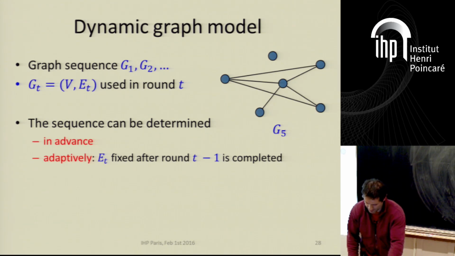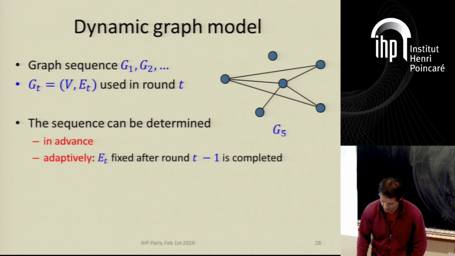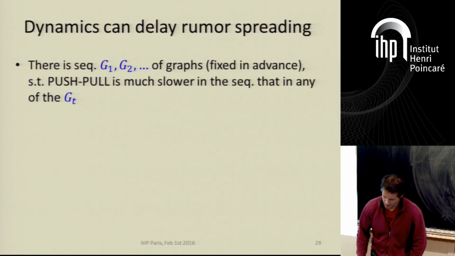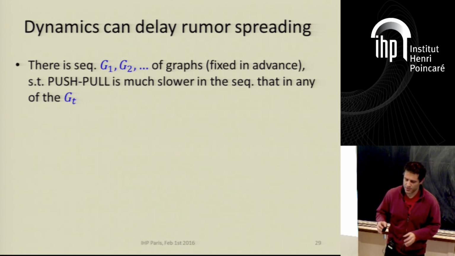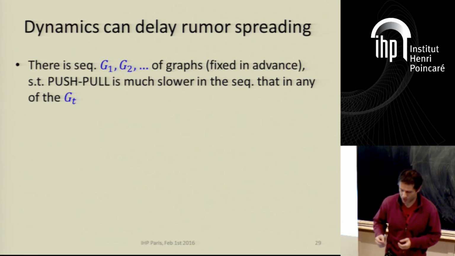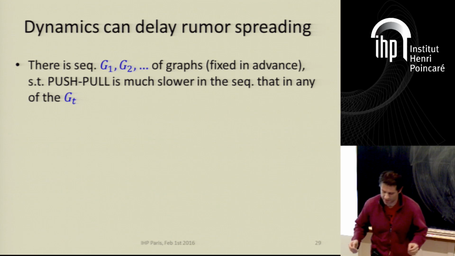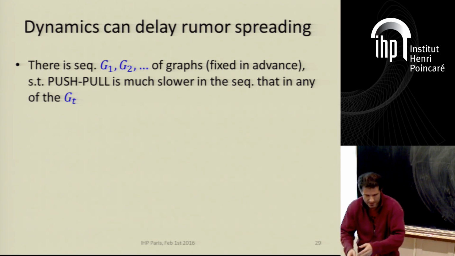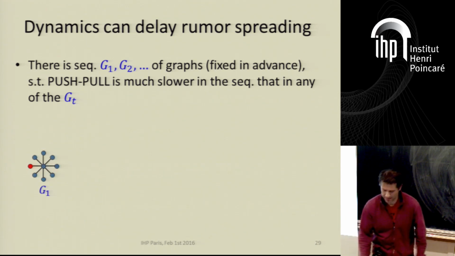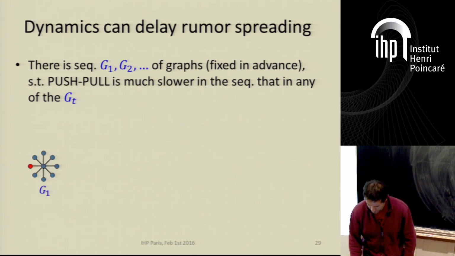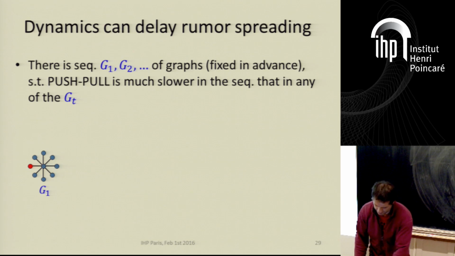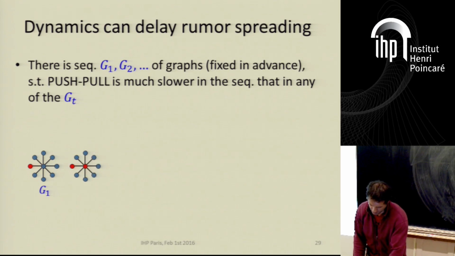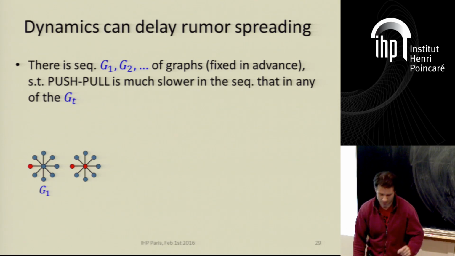Okay, so the adaptive setting is clearly more difficult. Okay? So one obvious observation is that this dynamic can delay rumor spreading. So there is some sequence of graphs such that push-pull is much slower in the sequence than in any specific graph in this sequence. Here is a simple example. We have the clique. We start from this leaf, the first leaf. As we said before, in one round, the node in the center gets informed. The leaf pushes the rumor to that.